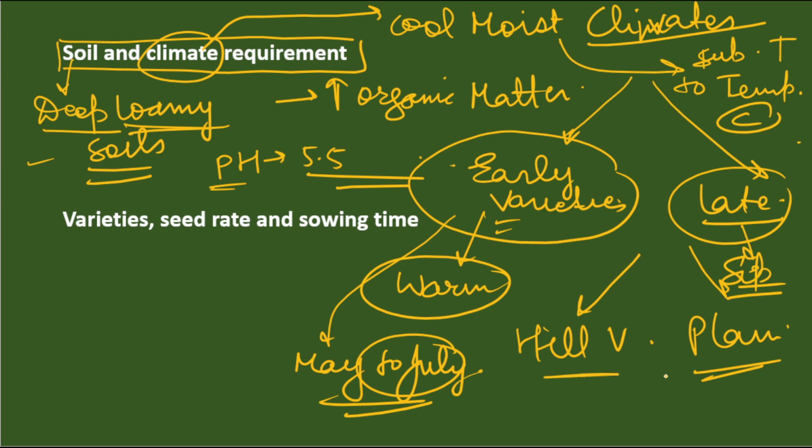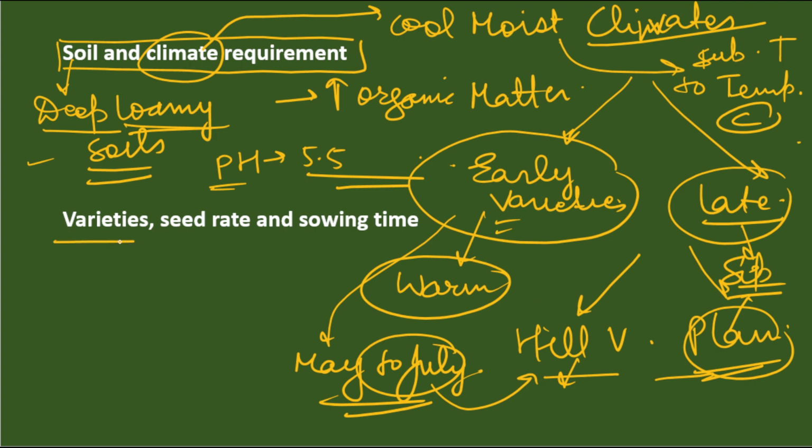वहीं अगर आप हिल्स एंड प्लेन, व्हेन यू गो टू हिल वैरायटी एंड प्लेन वैरायटी, तो हिल वैरायटी can be sown early, because the temperature of hills is cooler, so that can be sown early around May to July, June July. And plain varieties are generally sown late because here the temperature is a little bit warmer as compared to hill, so they are generally sown around September. So this you need to know. I hope you are able to understand this.